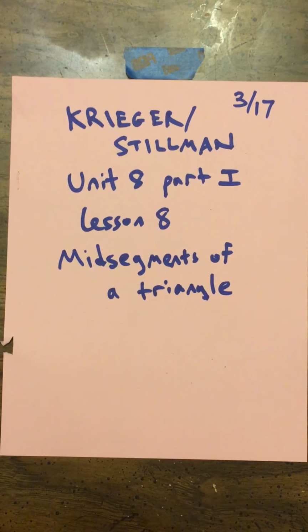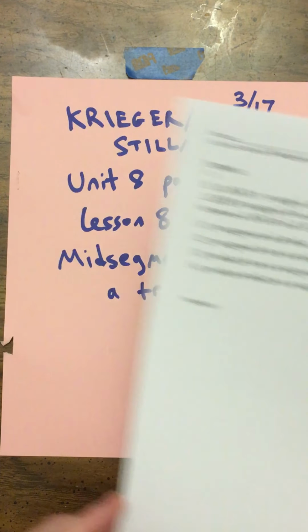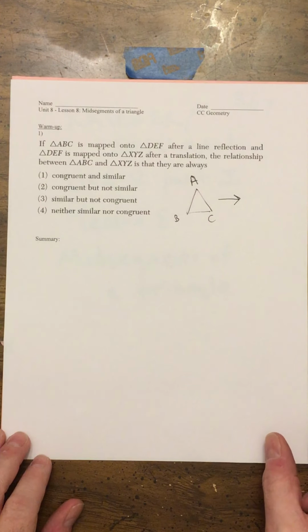We're going to continue. We're doing Unit 8, Part 1, Lesson 8, which is in the booklet that you have. It's the last lesson in the unit called Midsegments of a Triangle. So why don't you find that lesson? You could pause the video at any time, so if you need to find something or try something, it'll give you an opportunity.